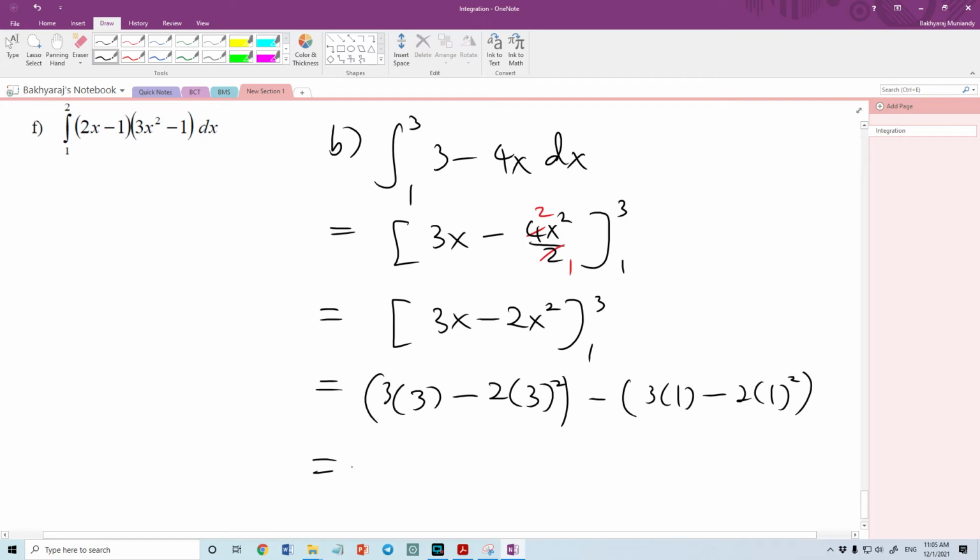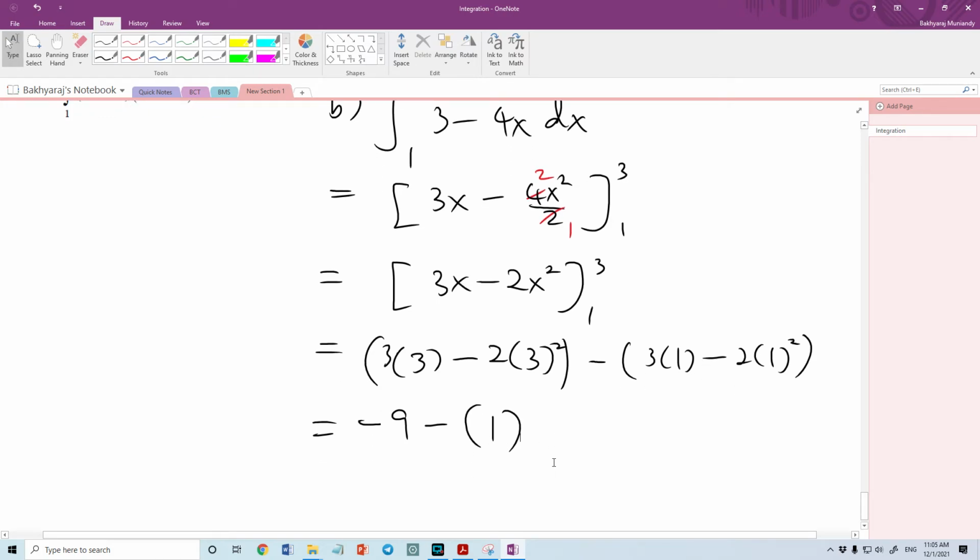Now use your calculator, program your calculator. 3x minus 2x square, and when you put 3, you get negative 9. Minus is the formula, bracket, and when we put 1, we get 1. So 1 is inside here, just to make sure we have no sign problem. Negative or positive, no problem here. So you get negative 9 minus 1, you get negative 10. So we get negative 10.